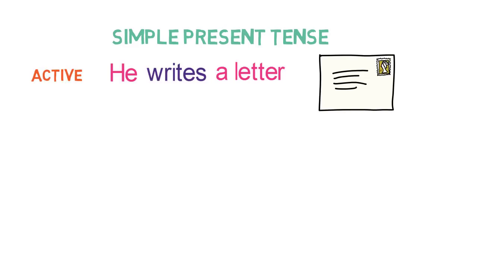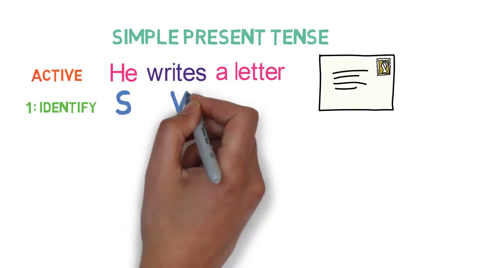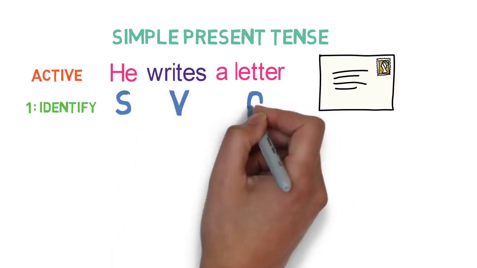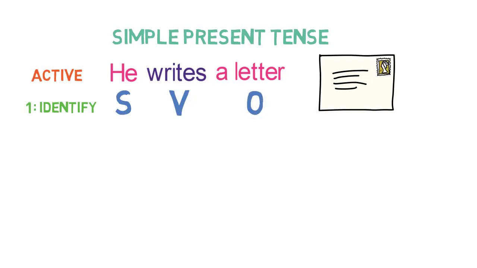Step 1 is to identify subject, object and main verb in the sentence. Here, who is doing the action? It's he. So, it's a subject. What is the action performed? It's write. So, it's a verb. And on what is the action performed? It's the letter. So, it's an object. Now that we have identified the subject, object and verb, let's move to the next step.